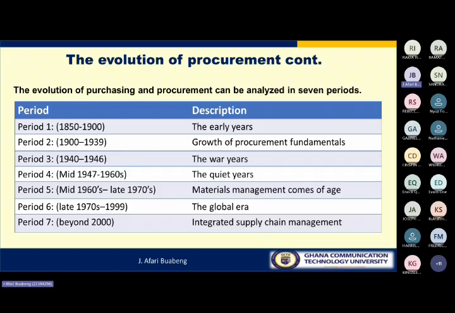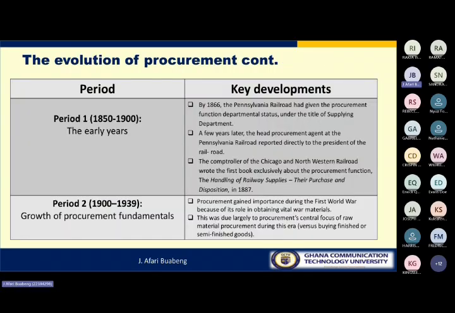Mid 1947 to 1960, the quiet years. And then it continues till now. So let's look at some key developments in the period I've mentioned. The first period, or period 1, the early years. So by 1866, the Pennsylvania Railroad had given the procurement function departmental status under the title Supplying Department.